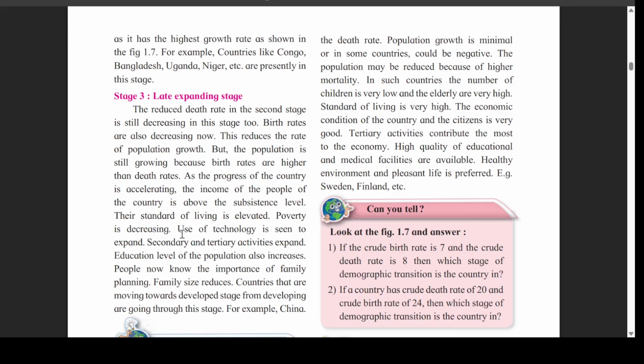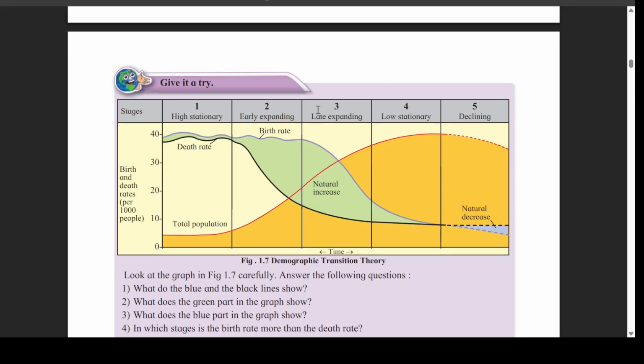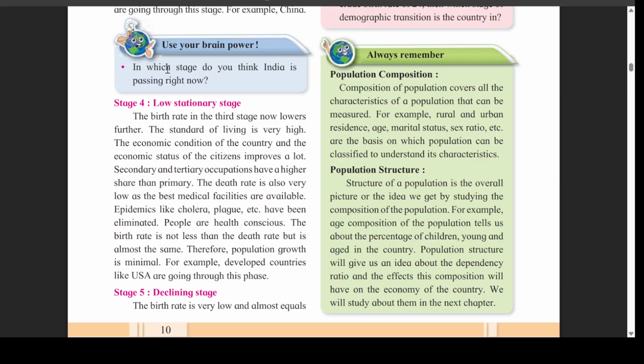Poverty is decreasing. Use of technology is seen to expand. Secondary and tertiary activities expand. Education level of the population also increases. People now know the importance of family planning. Family size reduces. Countries that are moving towards the developed stage from developing are going through this stage. For example, China. This is the late expanding stage. Birth rate is decreasing, death rate is stable, but the population is growing. Use your brain power. In which stage do you think India is passing right now?